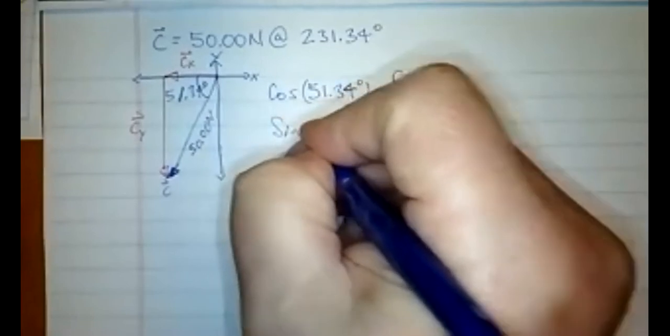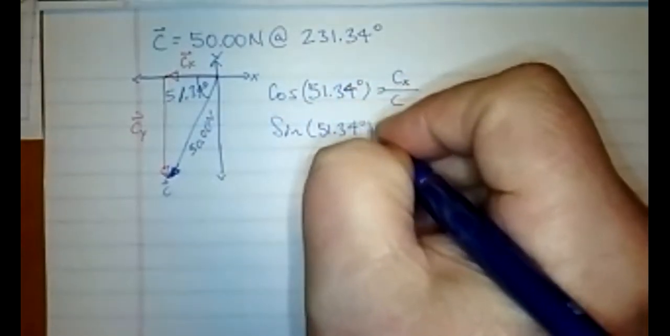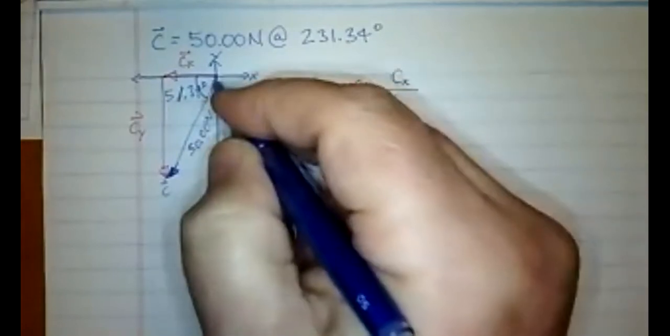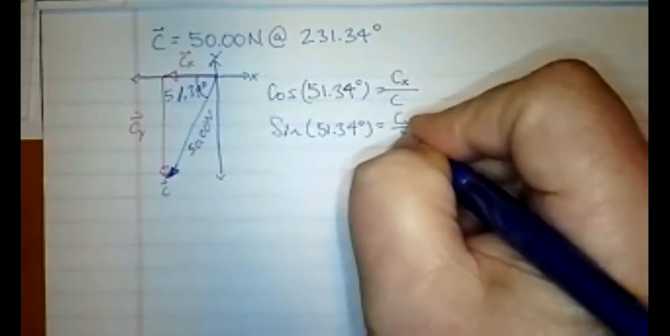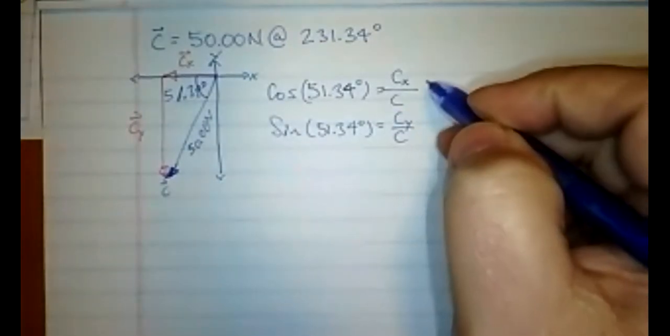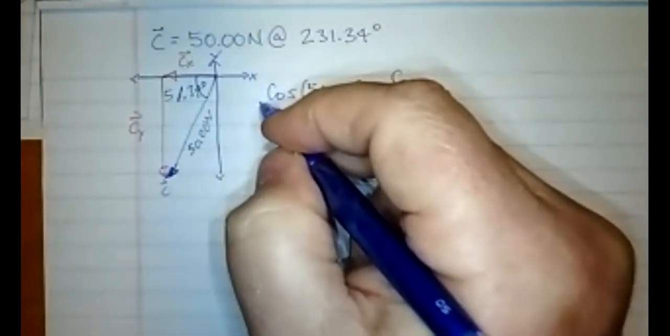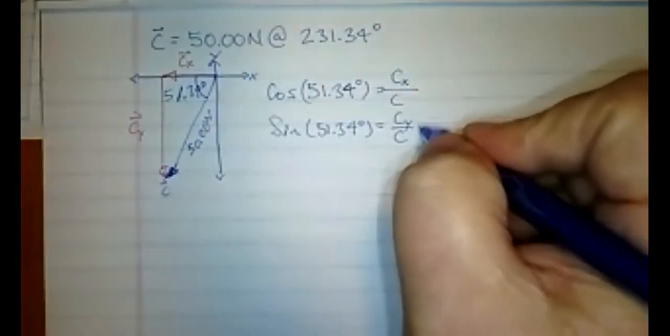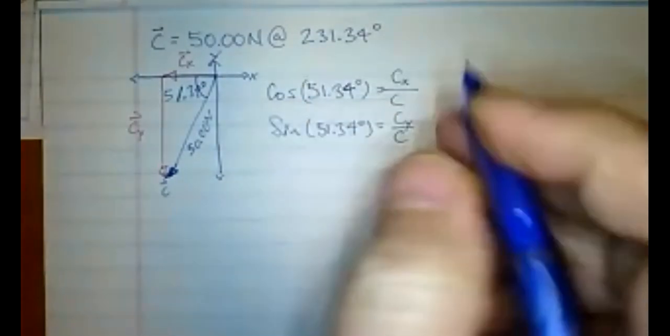And similarly, the sine of 51.34 degrees is opposite, which is this side over here, over hypotenuse, which is C. Now, if I multiply both sides by C, the C over here would cancel out with this C, and then I'd just be left with C times the cosine. If I multiply this one by C, this C would cancel out, and I'd be left with C times the sine. So that tells me that C sub X, which again is negative, so I got to force that.